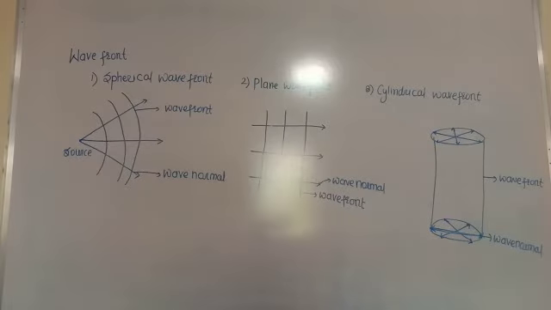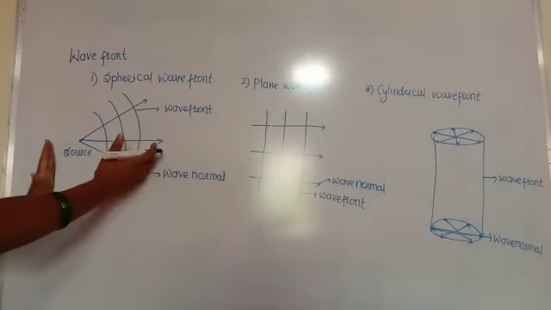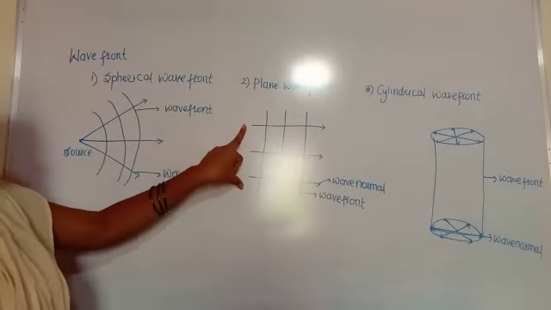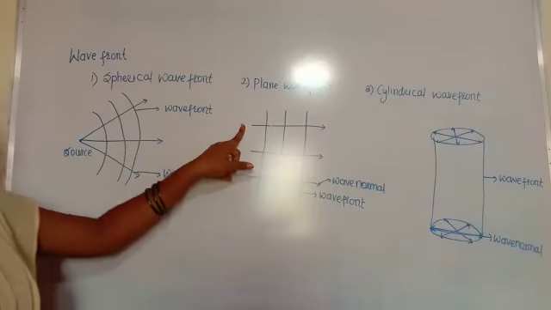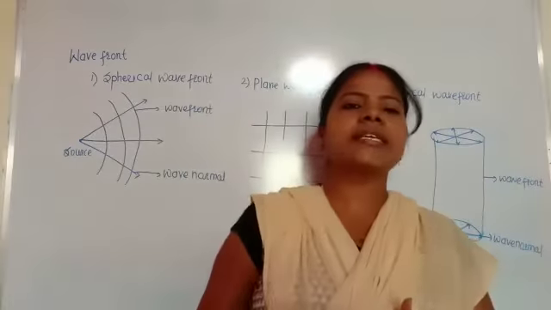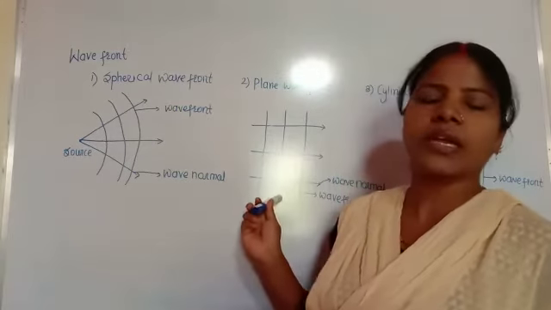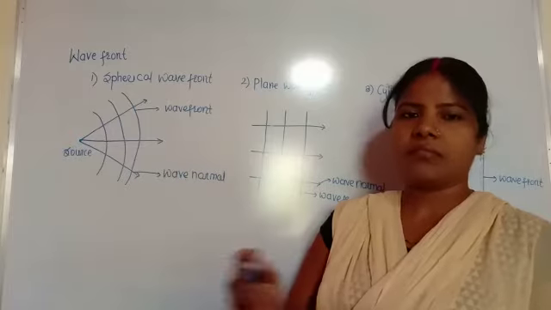Then the second one is the plane wavefront. When a small part of a spherical or cylindrical wavefront originates from a distant source, meaning the source is at infinite distance, the wavefront obtained is known as the plane wavefront. For example, rays coming from the sun. The sun is at a distance of infinity, so the rays emitted from the sun give a plane wavefront.